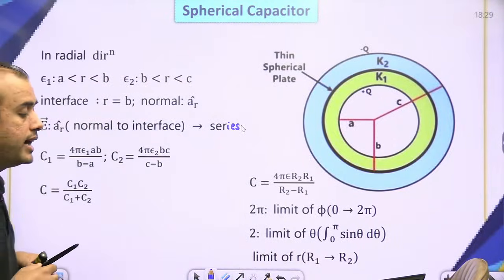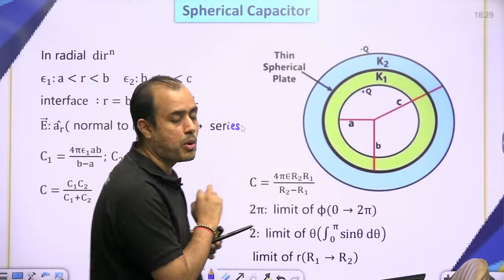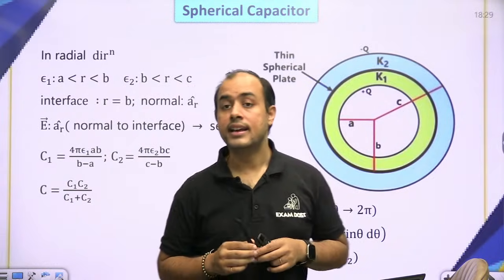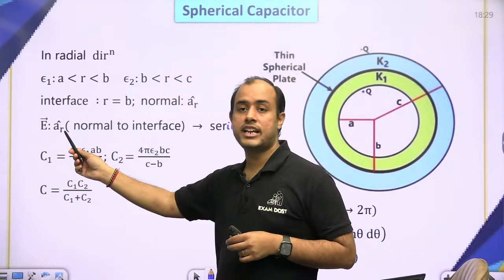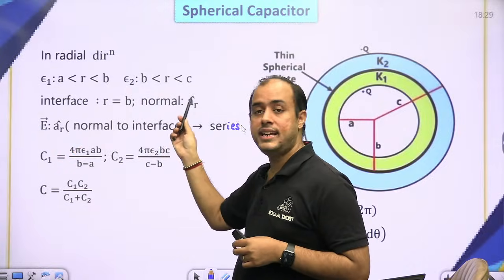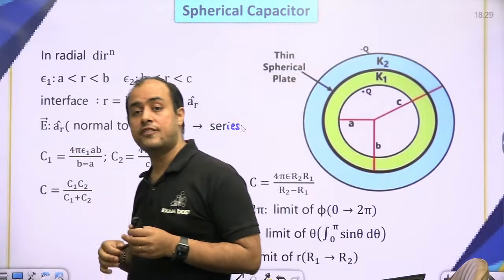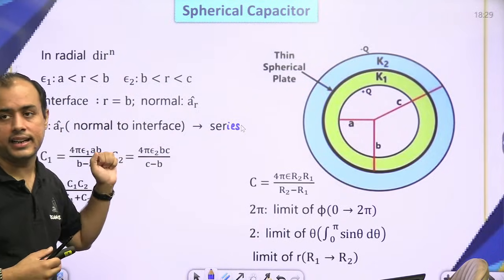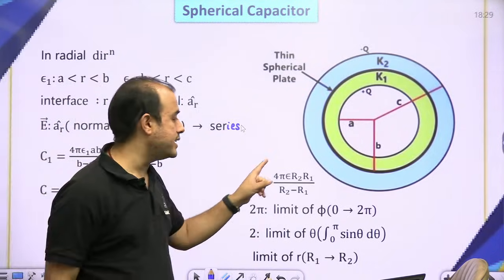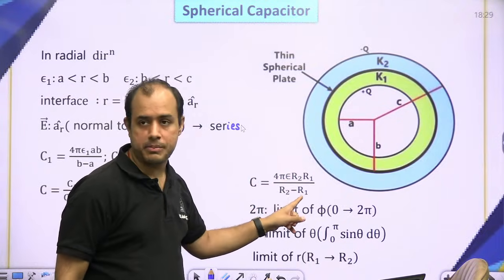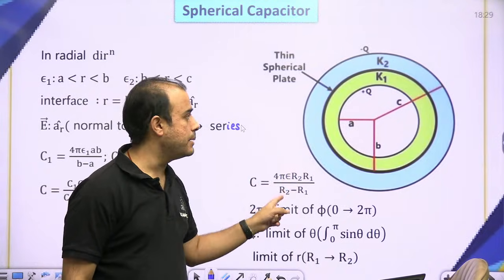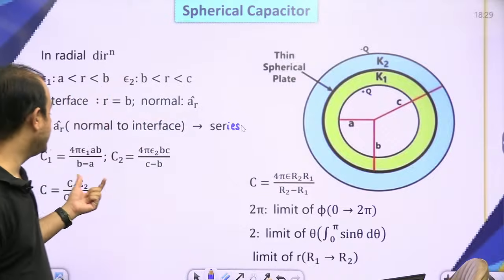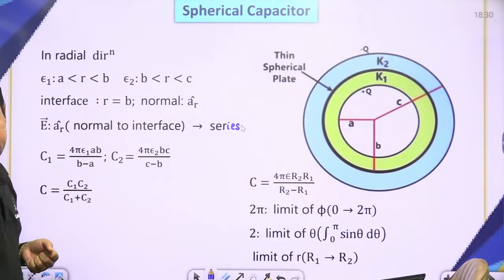फिर सुन लीजिए मेरी बात, स्फीयर का इलेक्ट्रिक फील्ड पॉइंट चार्ज वाला ही होता है, यानी कि रेडियल डायरेक्शन में, और नॉर्मल भी AR कैप है. तो जब इलेक्ट्रिक फील्ड AR कैप या नॉर्मल के अलोंग आई तो सीरीज की तरह ट्रीट करेंगे. तो फॉर फर्स्ट कैपेसिटर आई विल राइट AB अपॉन B माइनस A, फॉर सेकेंड BC अपॉन C माइनस B, एंड देन आई विल कंबाइन देम इन सीरीज.